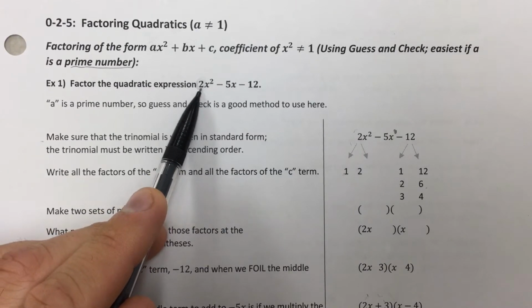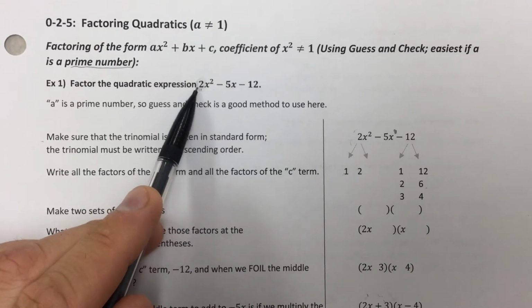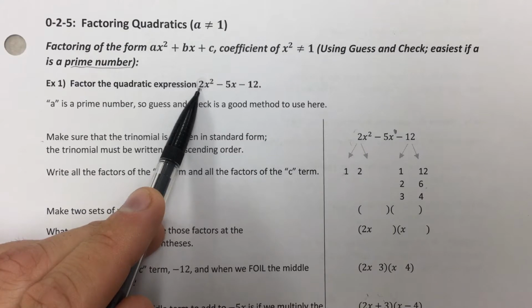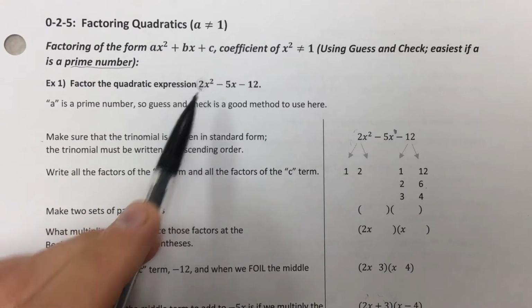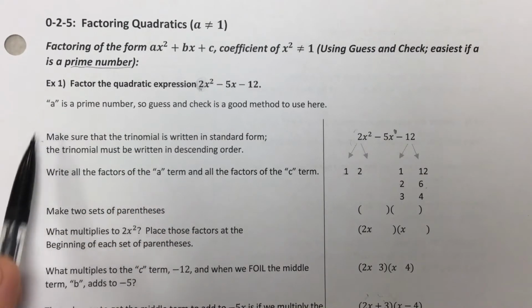So I can't really do SAM factoring here, because SAM is only when this coefficient's a 1. But when it's a 2, or a prime number, meaning the only things that multiply to it are itself and 1, then guess and check is an option. So again, that's what it says here.